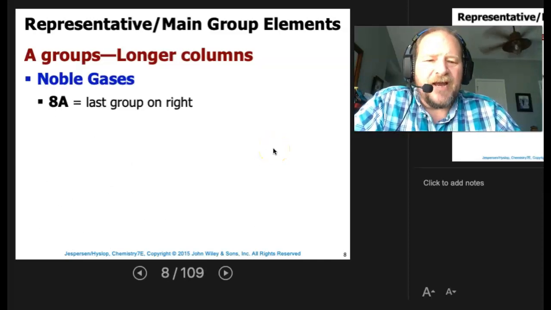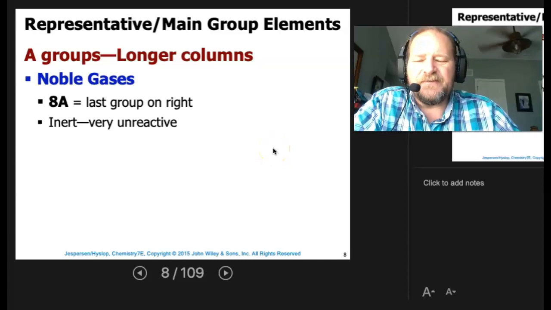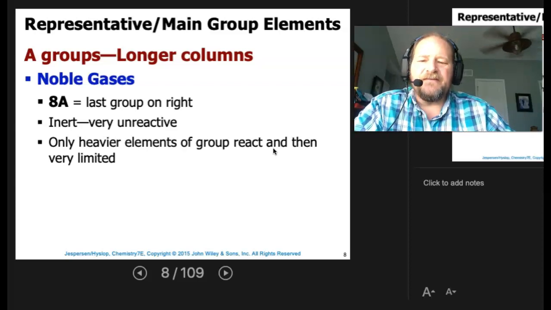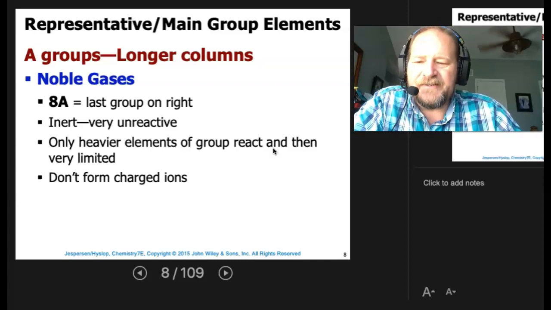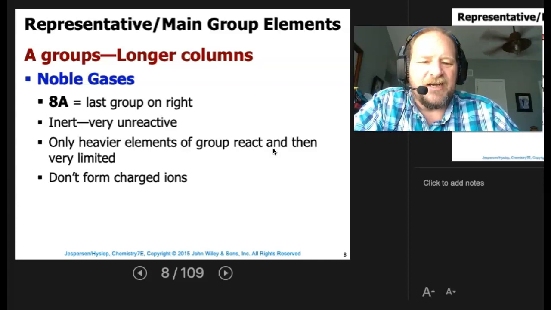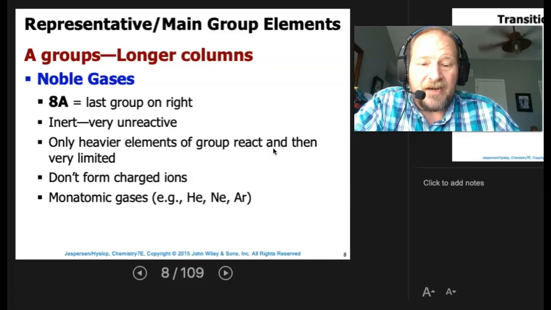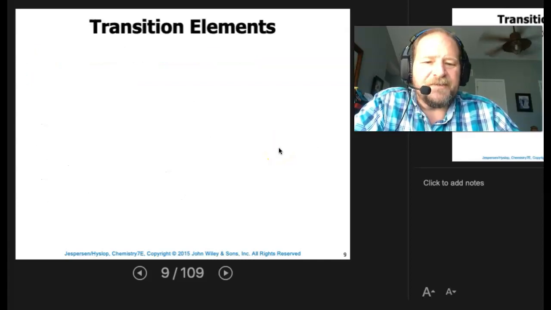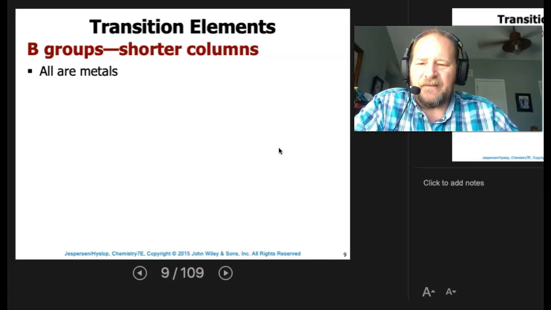Last group is noble gases. These are considered inert, which means they're very unreactive. So they don't like to react. We know that's based on that octet rule maybe at this point. Only heavier elements of the group react, and then very limited. So they don't form charged ions. That's what makes them kind of weird. They are monatomic gases. And once we get past argon, we'll see some of them can actually form compounds as well.